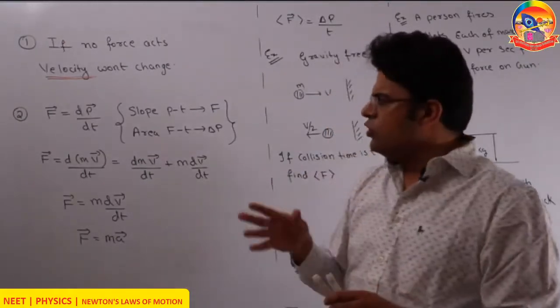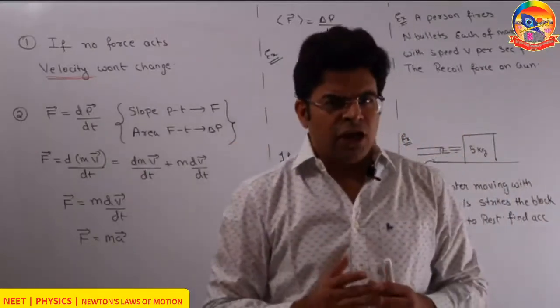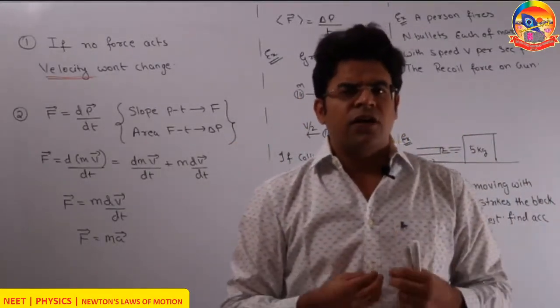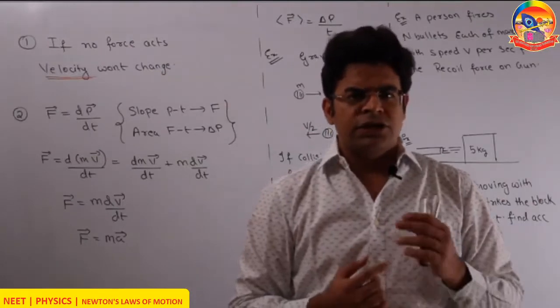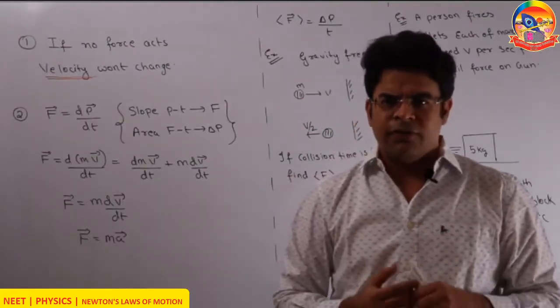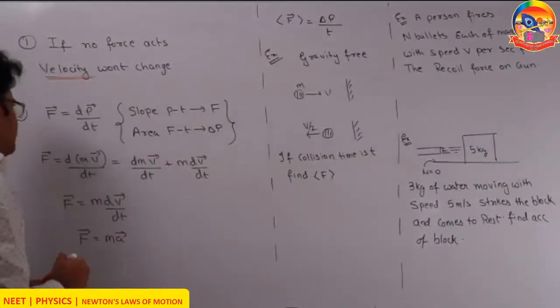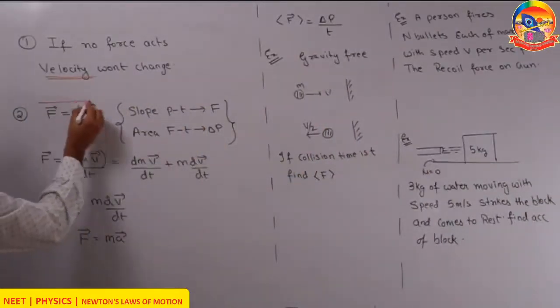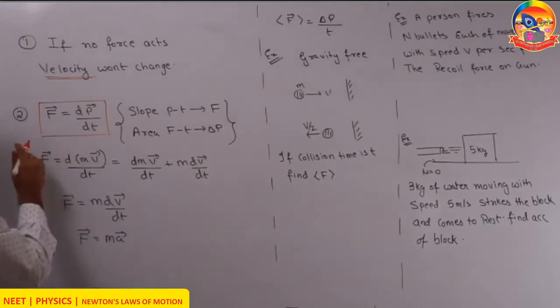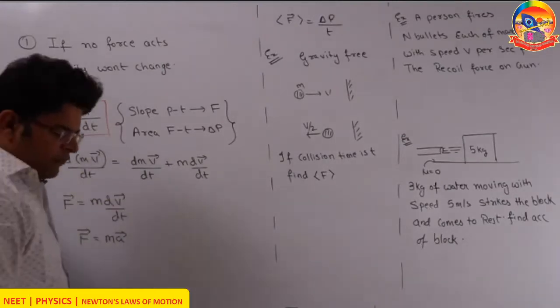Now moving on to Newton's second law. Newton's second law tells us the net external force acting on a particle is equal to the rate of change of momentum with respect to time. So F equals dp by dt. This is actually the statement of Newton's second law. Force acting equals rate of change of momentum with respect to time.